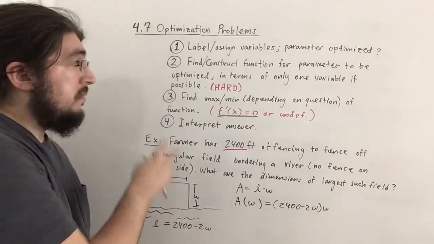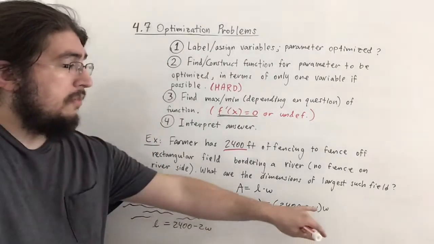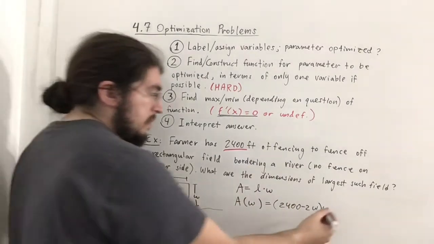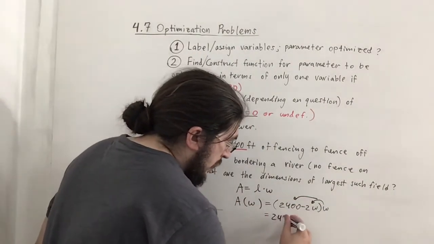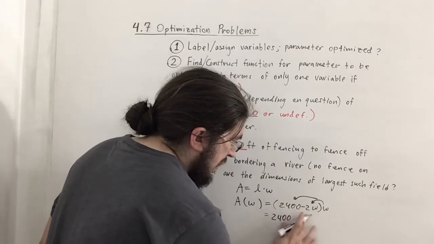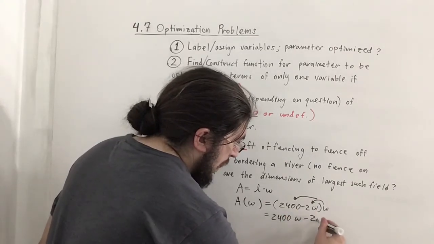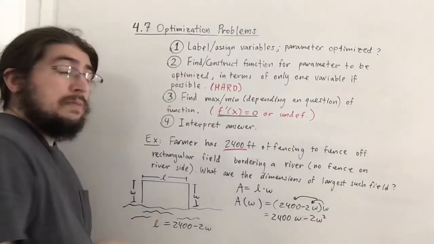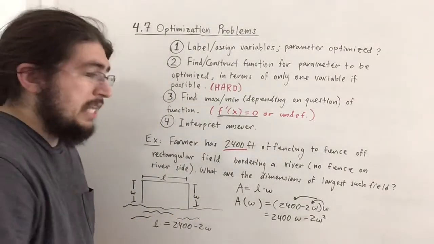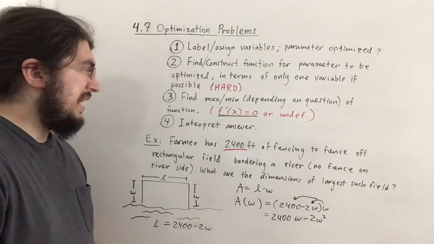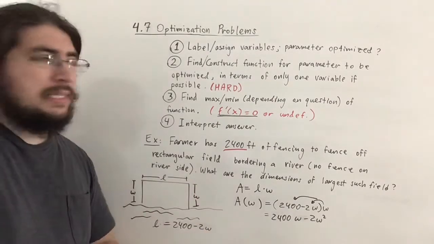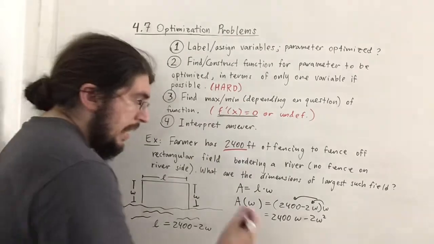Now the next step is to find the max or min of this. Now this function, you'll have to distribute the W to see exactly what I'm talking about. But it's 2400W minus 2W squared. And that is actually a facing down parabola that only has a maximum. And of course, since this represents area, we want to find the largest such area, so that makes sense. So like I said, usually it's always going to be the case that this works. And it does in this case.